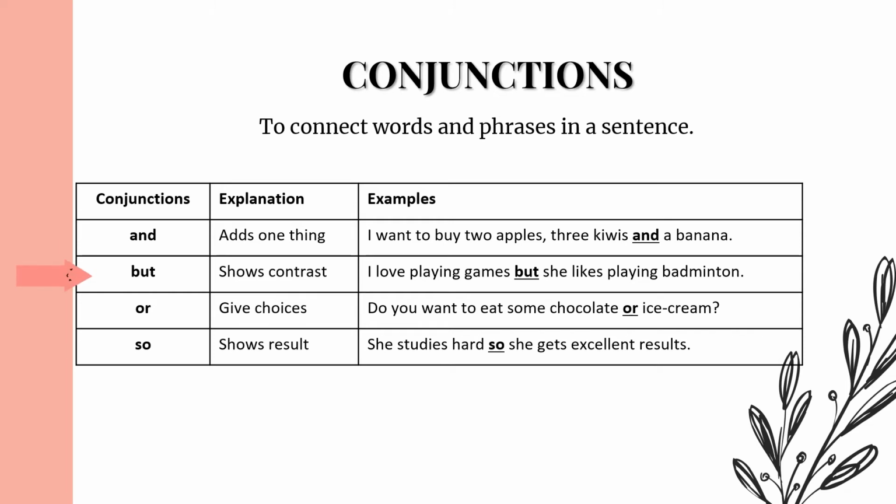But is to show contrast. For example, I love to play games, but she likes playing badminton. The next one is or. Or is for you to give choices. For example, do you want to eat some chocolate or ice cream? And the last one is so. So is to show results. She studies hard, so she gets excellent results.